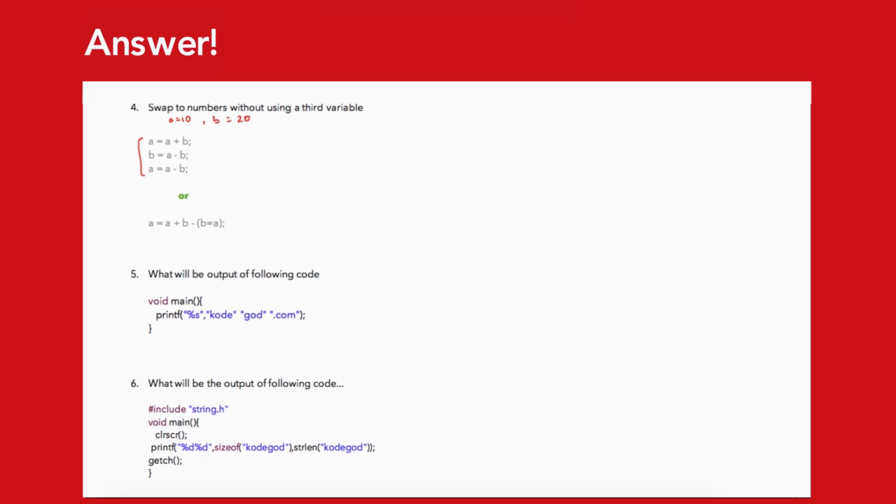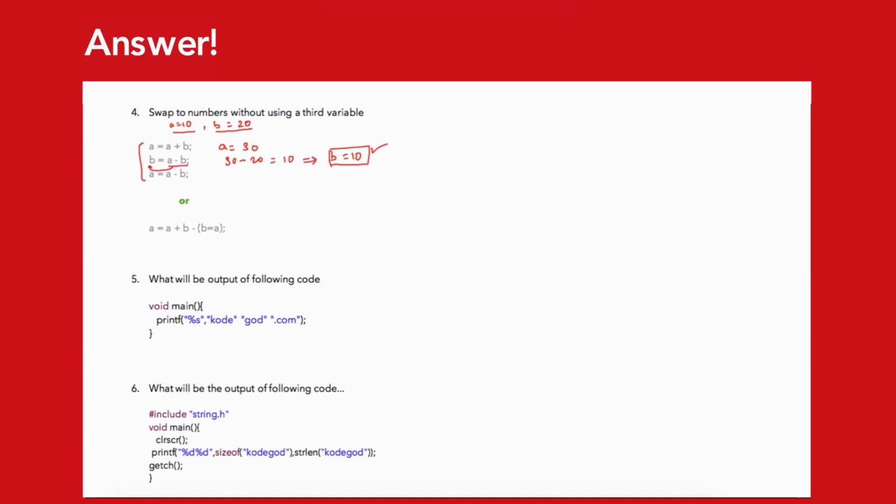In the first statement, I'm assigning the value of A as A plus B. So A will become 30 over here. In the next statement, I'm assigning A minus B to B. A is currently 30, so 30 minus the current value of B, which is 20, means B will become 10. If you check the previous values, B was 20 and A was 10, so we have achieved the result for B. Now our variable A is holding the value 30.